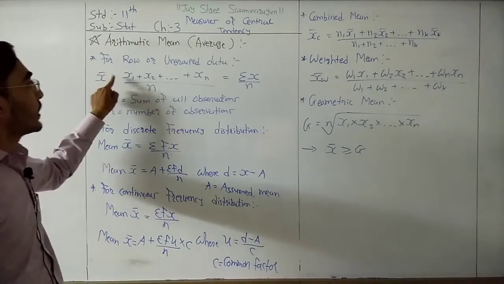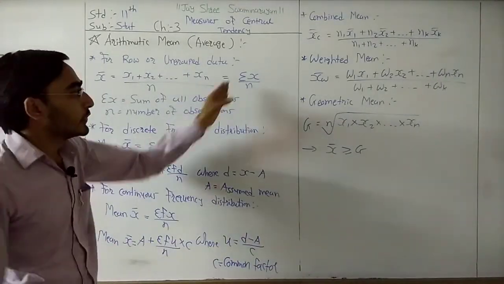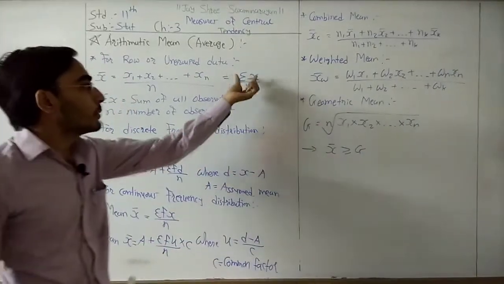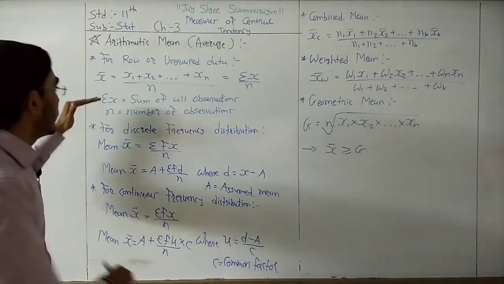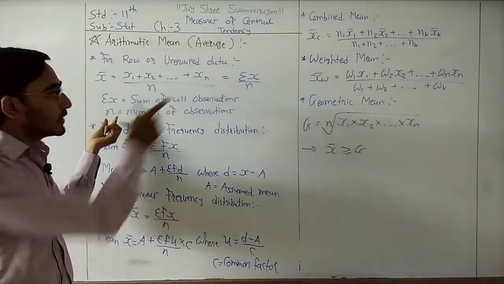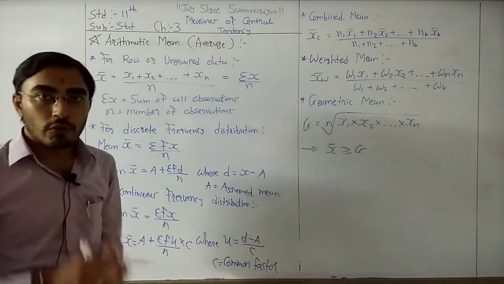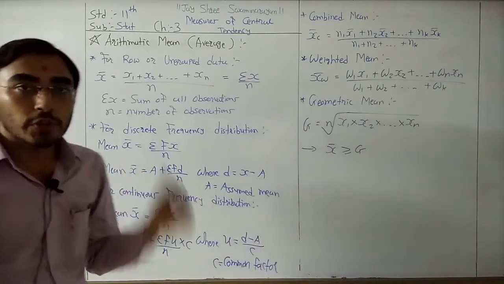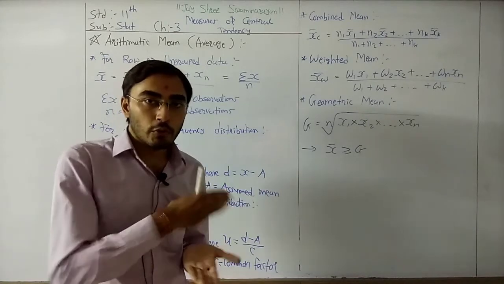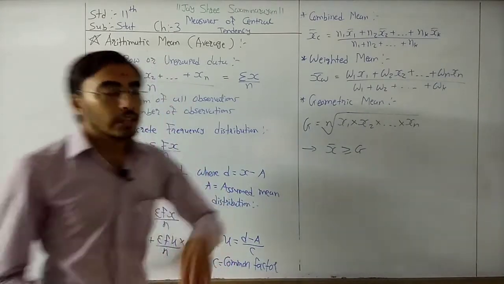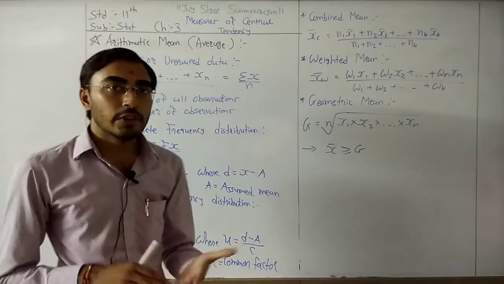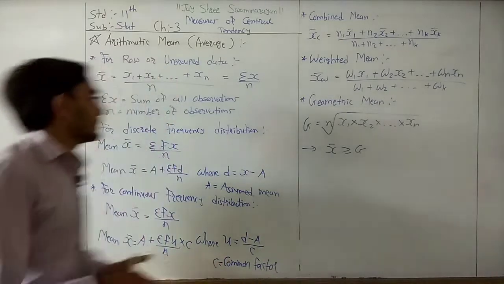So in the numerator, the sum of all the observations is called sigma x. X means our different observations. So x bar is equal to sigma x divided by n, where sigma x is the sum of all observations and n is equal to the number of observations. So if ungrouped data is given to you, then for finding the mean, first of all in the numerator take the sum of all the numbers, divided by the total number of observations. The numbers which are given to you are called observations.